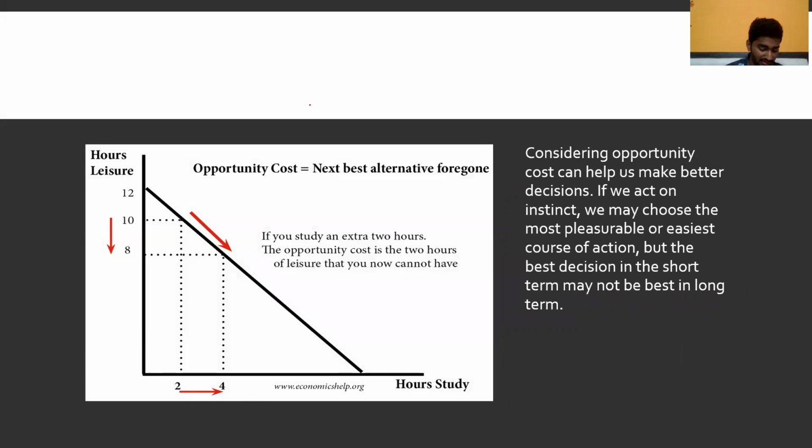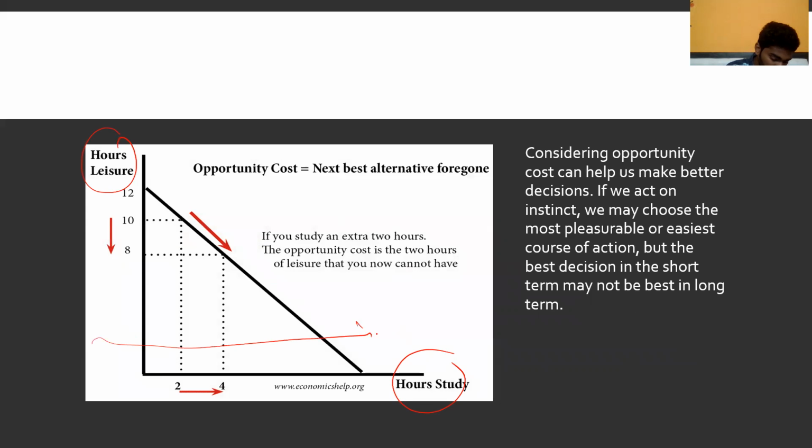As you can see, the graph represents the opportunity cost. Considering the opportunity cost can help us make better decisions. If we act on instinct, we may choose the most pleasurable or easy course of action. The best decision in the short term may not be the best in the long term. As you can see here, the hours of study and the hours of leisure.